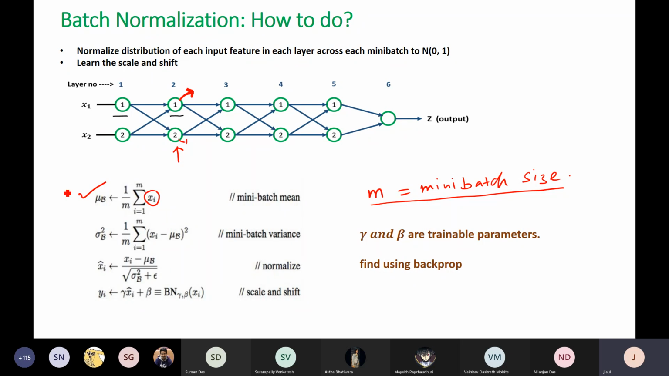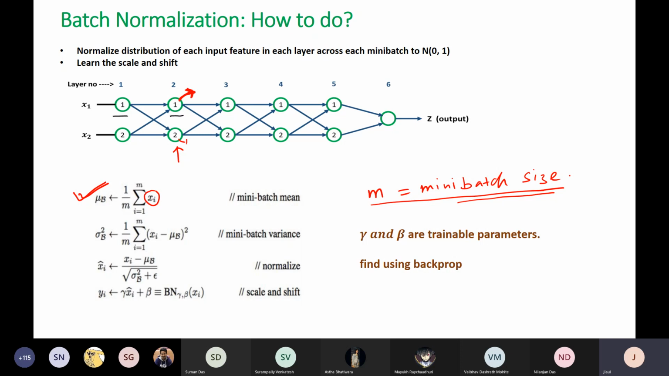This formula is just to show you how to compute things for only one neuron, for example this one, and then you can apply the same thing for other neurons as well. Because my mini batch size is m, I have m samples, so this particular neuron is going to give m values. So basically this is the mean of those values. Okay, so every input will be normalized per mini batch.